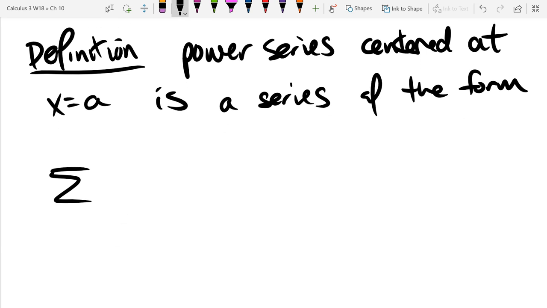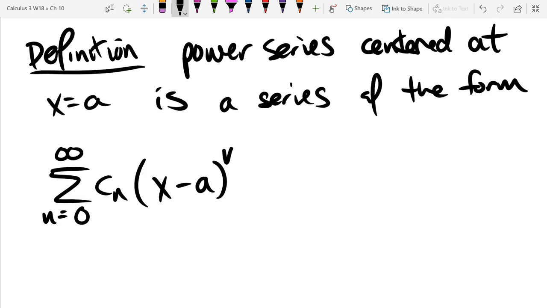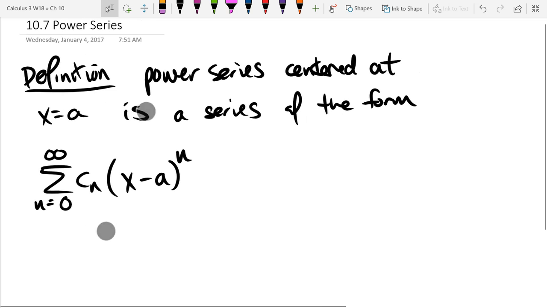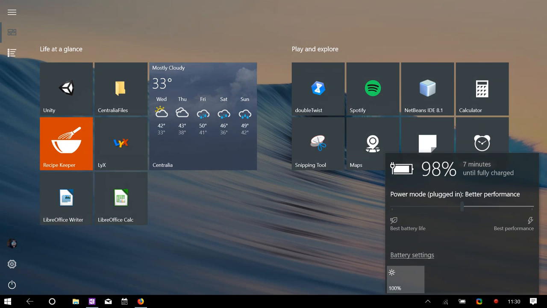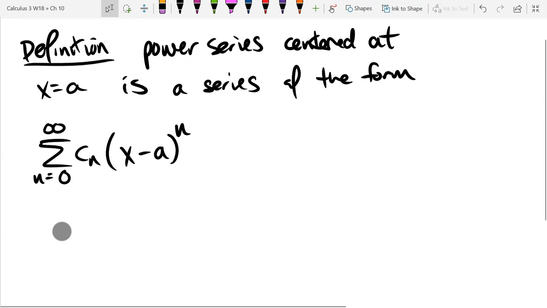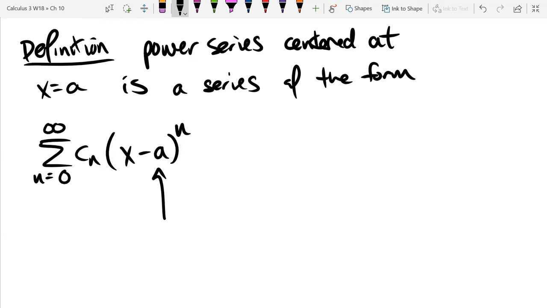And this summation, so I've used a_n for the coefficients before. That c_n just stands for the nth term. These are going to be infinite series. And what makes it a power series is this term right here. So that's what makes it a power series. So you can see where it's centered right here.